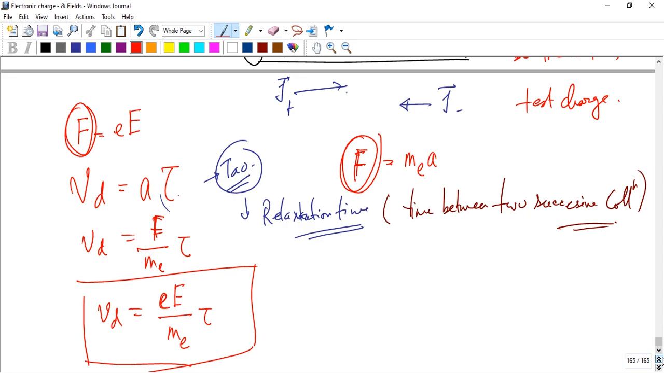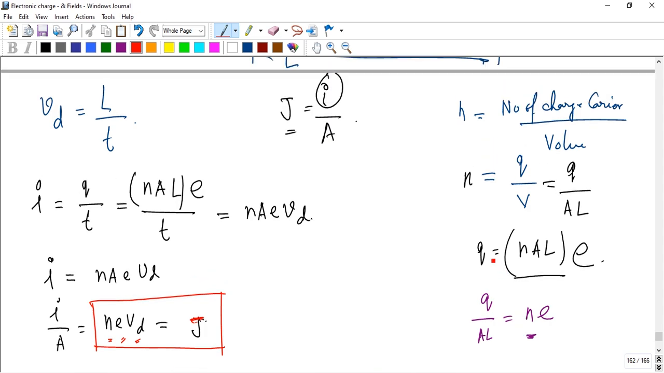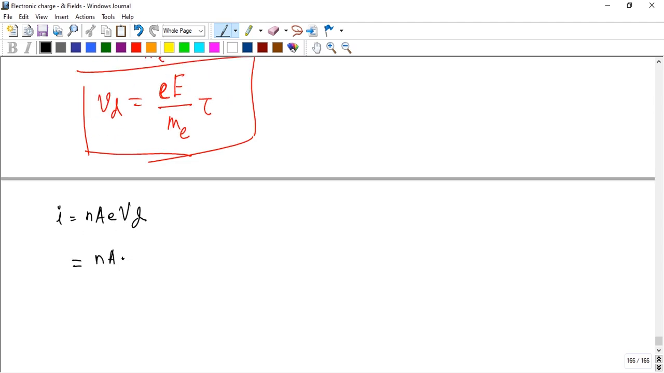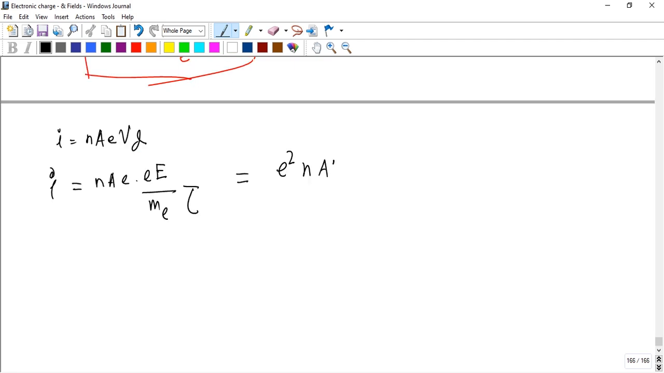Now we put that expression into the equation I equals nAeVd. With Vd equal to eE tau by m_e, we get I equals e squared n A E tau by m_e. Rearranging, we get e squared n tau by m_e times A E.